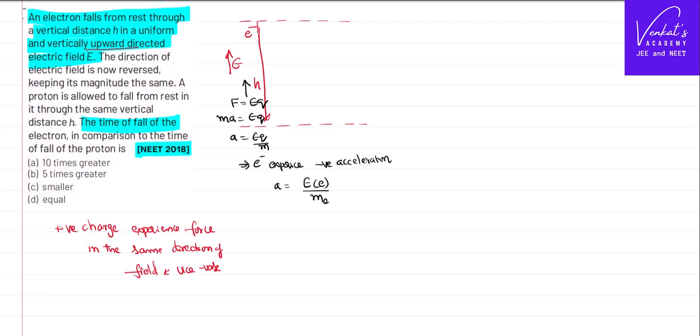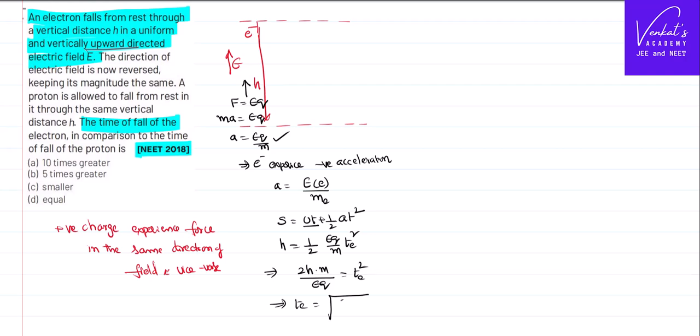So, it is falling a certain distance. I can use the formula S equals ut plus half at square. S is h, falling freely, ut is 0, half A means EQ by M, as I have explained, times T of the electron square. That implies 2h into M by EQ equals T electron square. So, the time taken by the electron to fall is root of 2h M by E Q, where Q is the charge of the electron. That is with the electron.